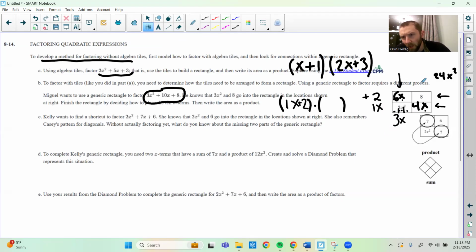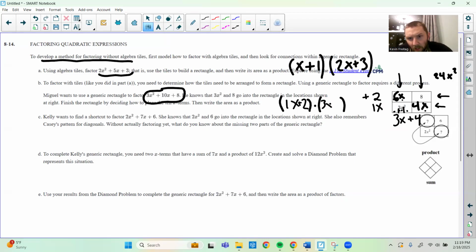Okay, and then this column, I have an 8 and I have a 4x. Again, my numbers 8 and 4 can both be divided very nicely by 4, and the 8 doesn't have an x, so that is my dimension across the bottom. 3x, and then 1, 2, 3, 4, because both of those can be divided by 4.